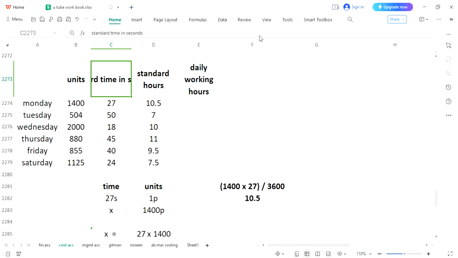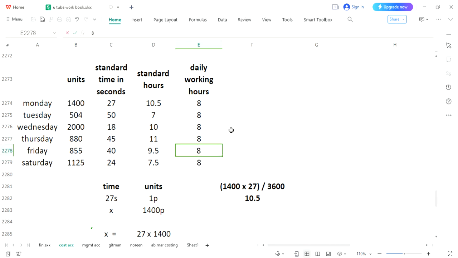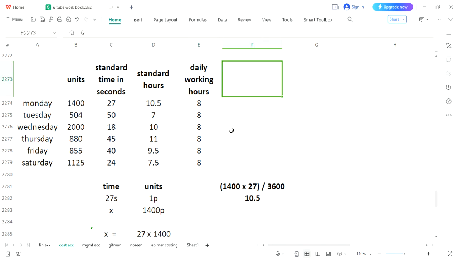So hopefully now you will be understanding what we are doing. Daily working hours, that means time was given 8, and this 8 was common for every day. So we have 8 hours for each day worked. Now let me know if time save is present or absent.